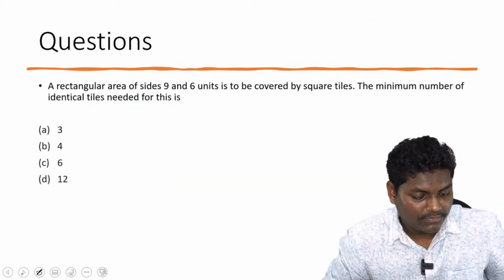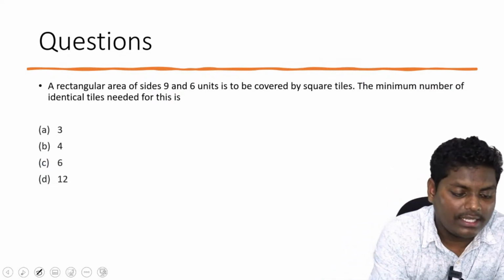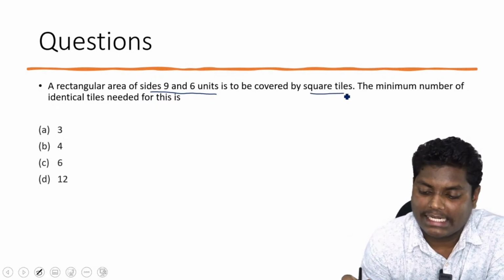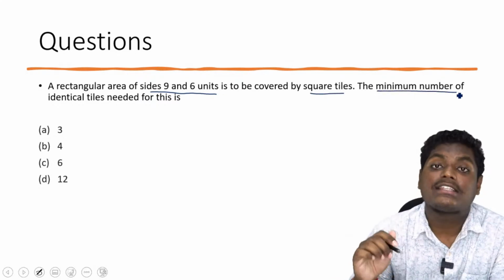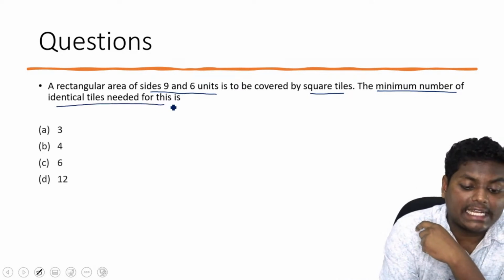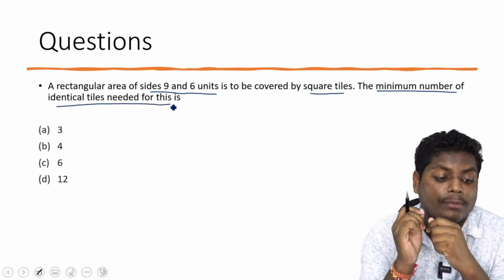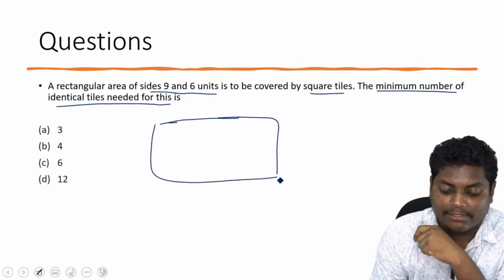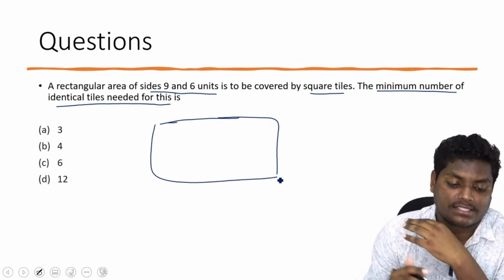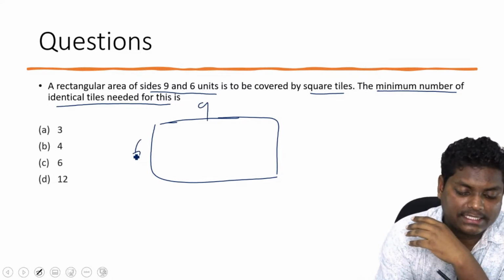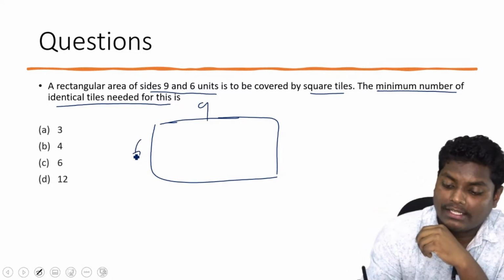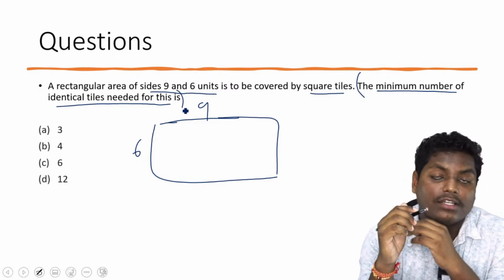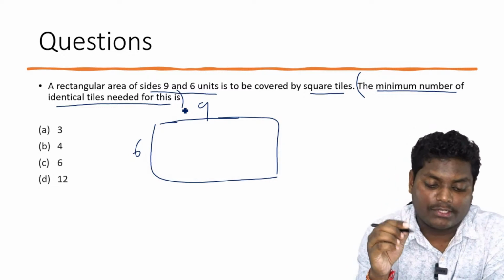Okay. Now moving to the next question. A rectangular area of sides 9 and 6 units is to be covered by square tiles. The question is the minimum number of identical tiles needed for this. We have the same floor, so we are seeing the different kinds of tile questions that can be asked. 9 cross 6 we have. What they are asking is the minimum number of identical tiles.